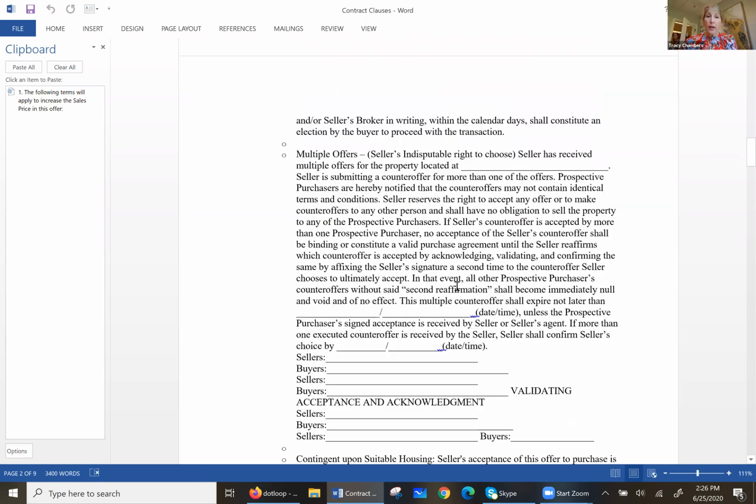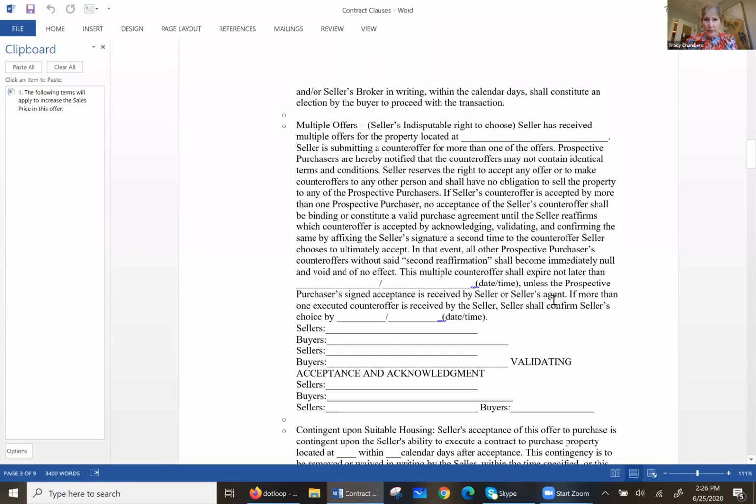All right. Okay. So here's multiple offers. And this is the seller's indisputable right to choose. This is not used a lot, but it actually could be these days, if one of those super hot properties were out there, and it basically says that the seller can just pick and choose who they want. It says they've received multiple offers at 123 Fair Avenue. Seller is submitting counteroffers to more than one.